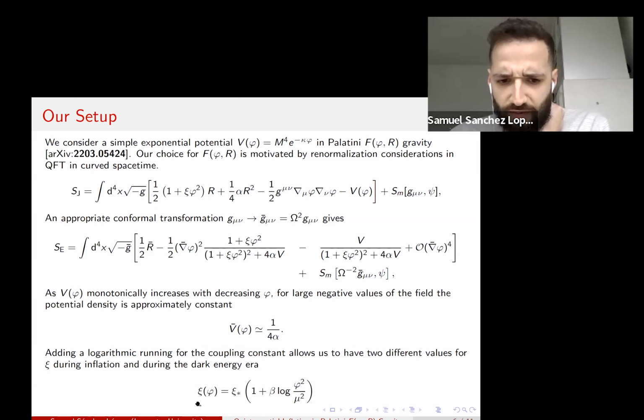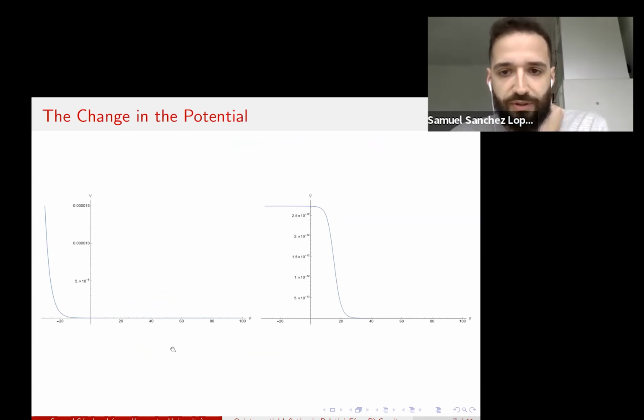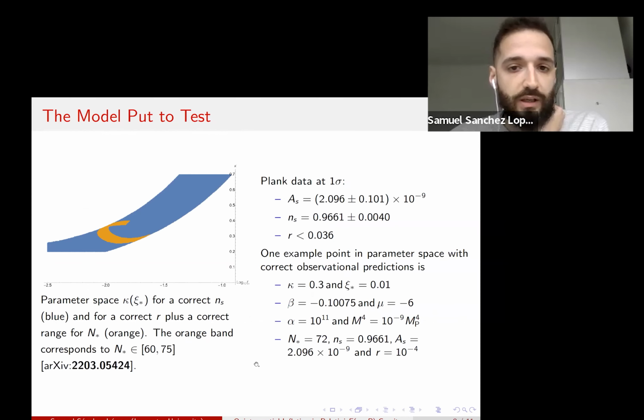Also, as a comment, I don't really have time to go into this. We also considered a logarithmic running for the non-minimal coupling between the field and gravity. So here I'm showing how the potential changes after the conformal transformation. On the left-hand side, this is just the exponential potential in the Jordan frame. And after the conformal transformation, we see how the plateau appears. And here in the middle, we will have kination. And then at the end, it's the dark energy era.